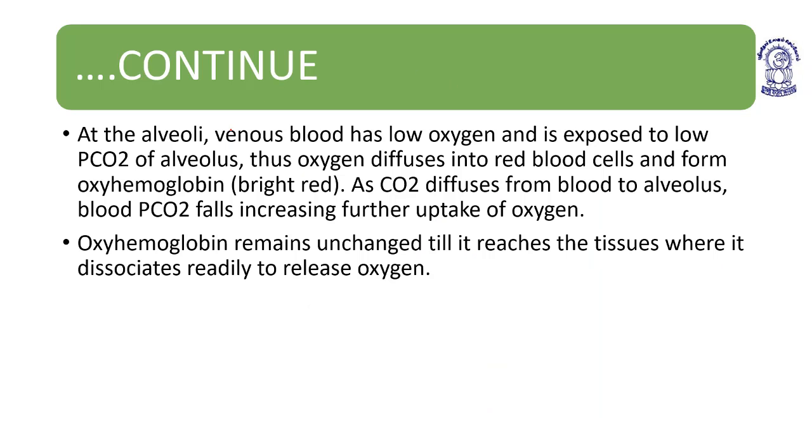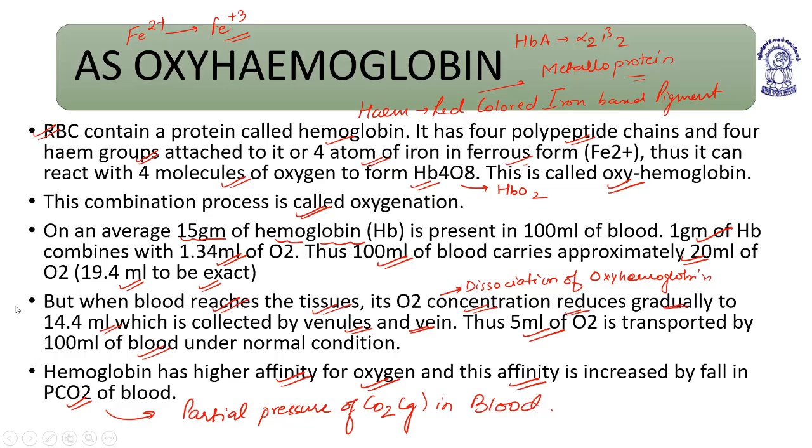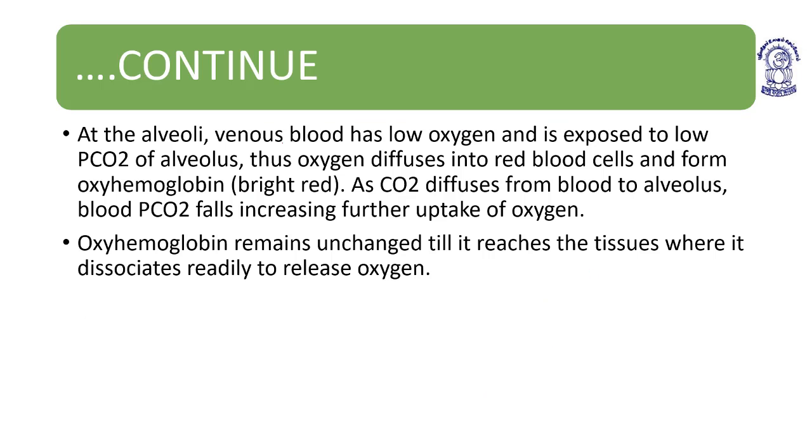Next slide. At the alveoli, venous blood has low oxygen and is exposed to low partial pressure of CO2 of alveolus. Thus, oxygen diffuses into red blood corpuscles and forms oxyhemoglobin, bright red in color.